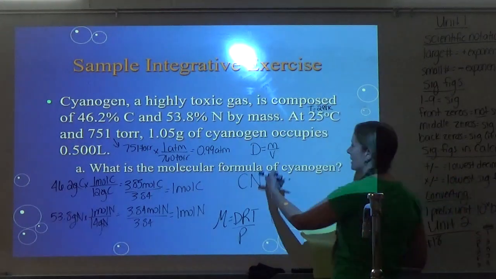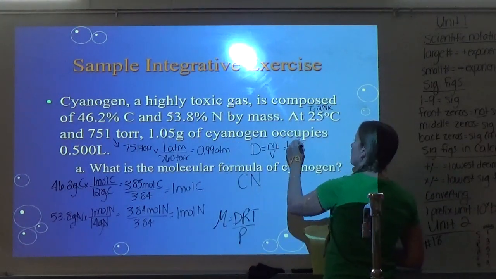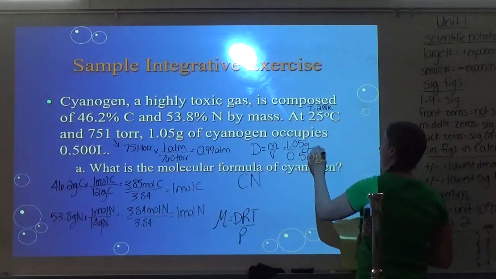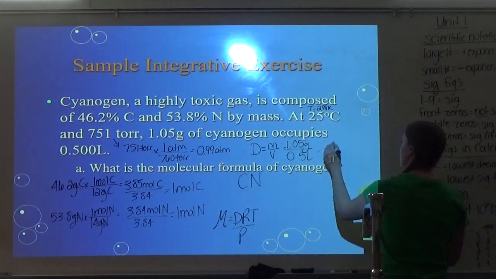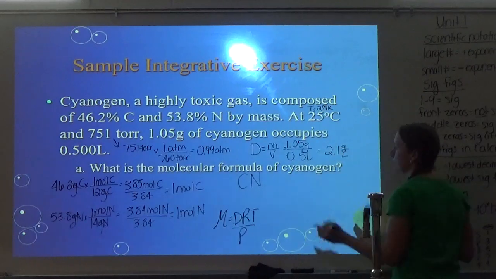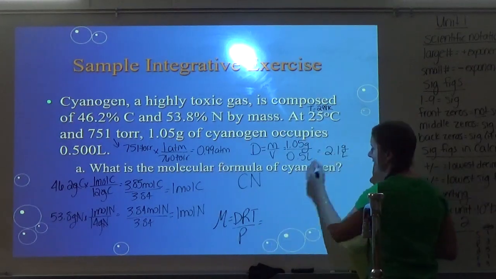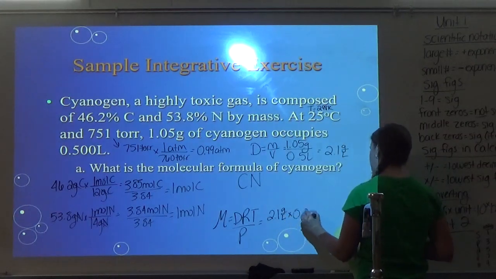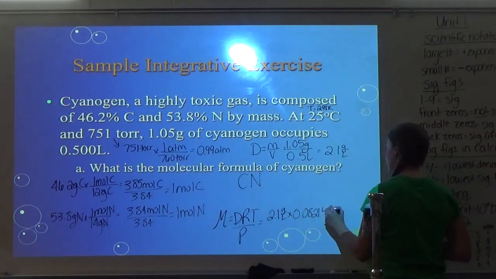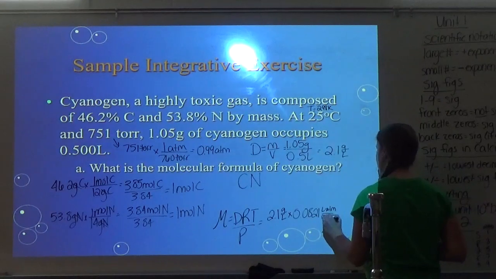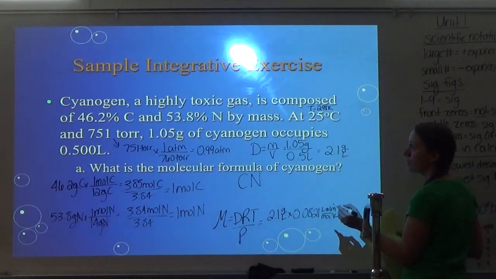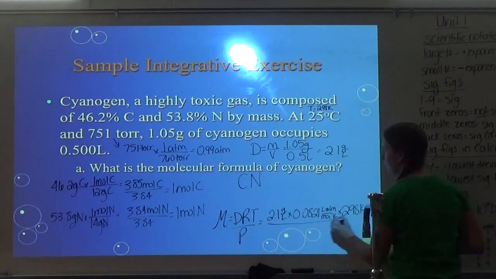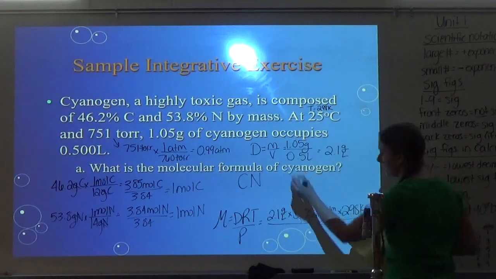So I needed density. It gave me the mass, 1.05 grams. It gave me a volume, 0.5 liters. So once I did that, I got a density of 2.1 grams per liter. So now I can plug in. My density is 2.1 grams per liter. My R value is 0.0821 liters times ATM over moles times Kelvin. My temperature is 298 Kelvin. And my pressure is 0.99 ATM.